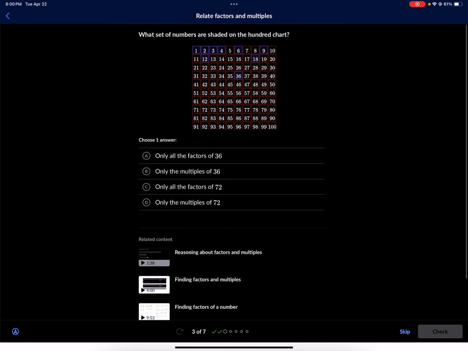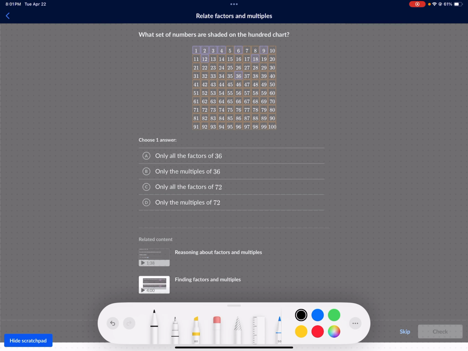What set of numbers are shaded on the 100 chart? So we have 1, 2, 3, 4, 6, 9, 12, 18, and 36. Okay, well, let's see what we're getting here. So maybe we could plug in what we could. Well, let's take a look at this. We have a maximum of 36.